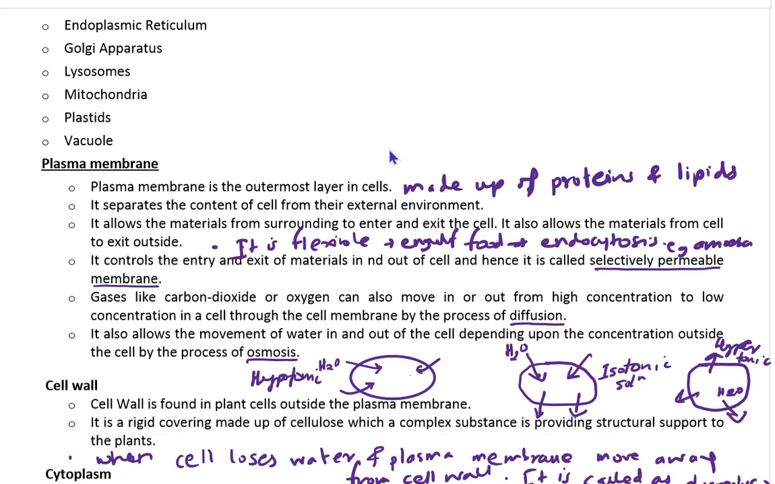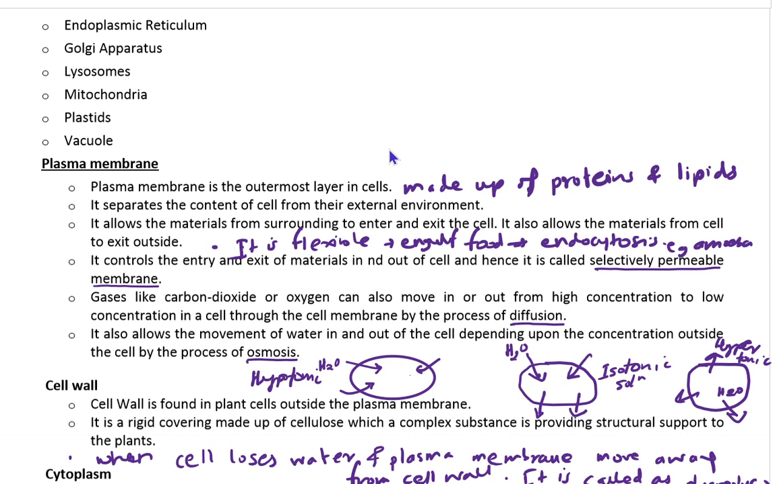Now gases like carbon dioxide and oxygen also exchange through the plasma membrane, and the process is called diffusion. So how are they exchanged? When there is a higher concentration region and a lower concentration region, the substance always flows from the higher concentration region to the lower concentration region, and that process happens through the permeable membrane, and it is called diffusion. So when gases are exchanged, the process is named diffusion.